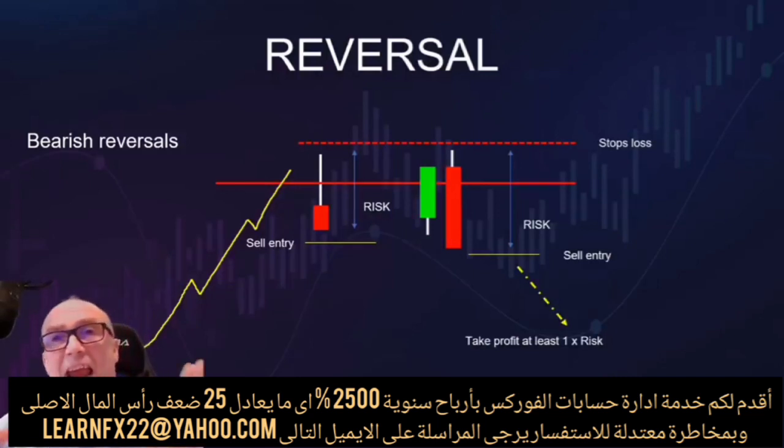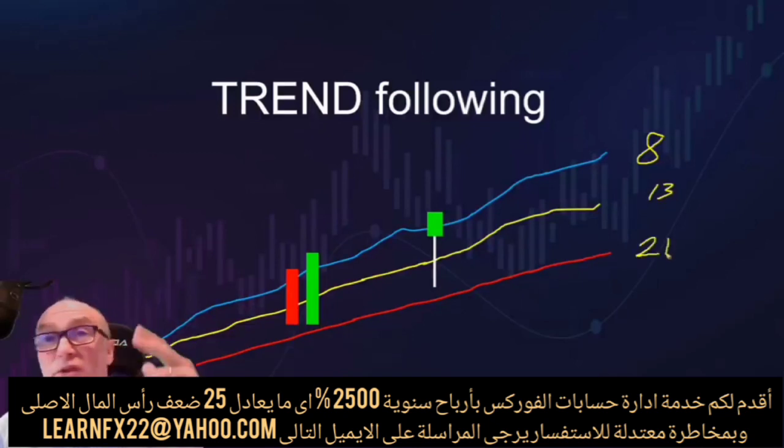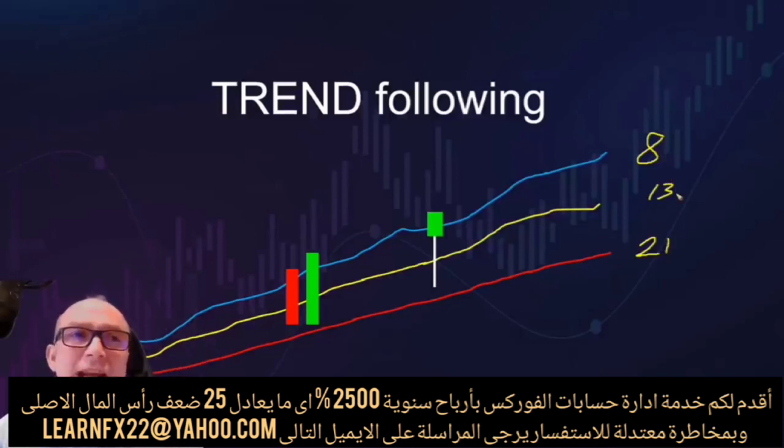Now, that is a reversal, but the same methodology applies with trend as well. So here we can see an uptrend. And what I've done here to determine my uptrend is basically use some moving averages. Now, it doesn't really matter what you use. You need a fast, a medium, and a slow moving average. So the fast moving average in this case would be, say, maybe an 8 moving average. The medium maybe a 13, and then you've got maybe a 21. You might want to use 10, 20, 40.